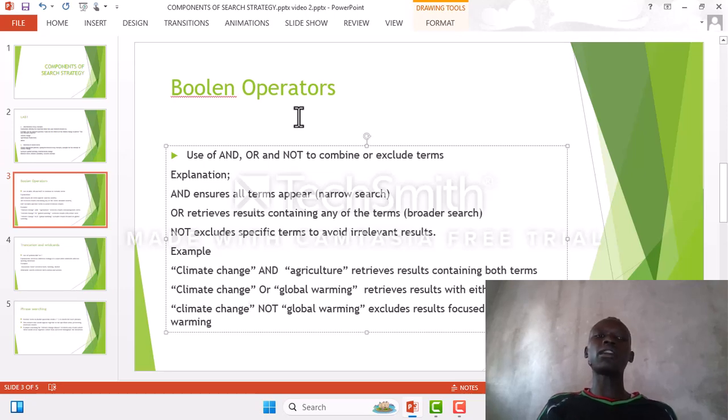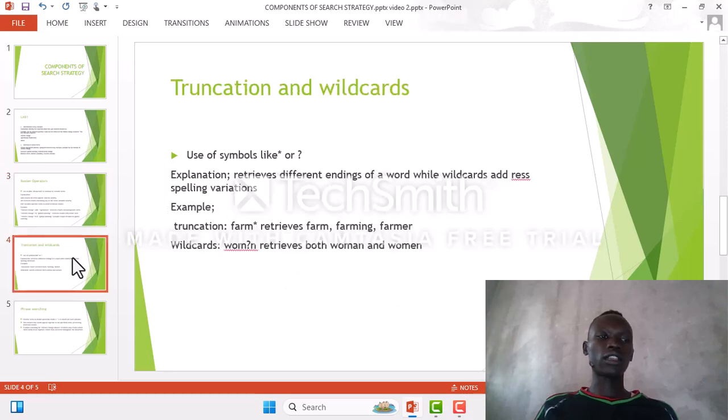Here we have AND, OR, and NOT. Just know that AND is to ensure that all terms appear. Then OR retrieves results containing any of the terms. That means it's only one result out of the two that will be given. Then NOT is specifically to exclude terms to avoid irrelevant results. That is probably the third component of search strategy in lab one.